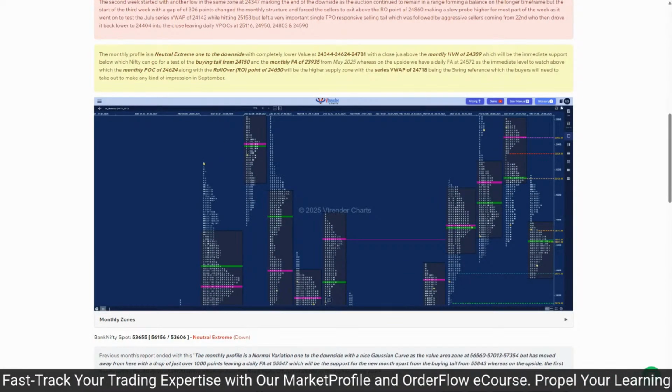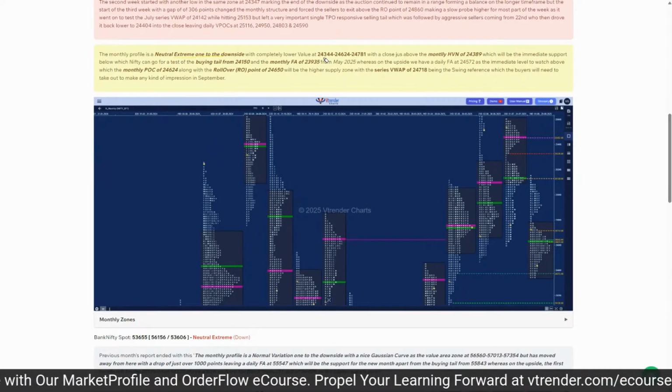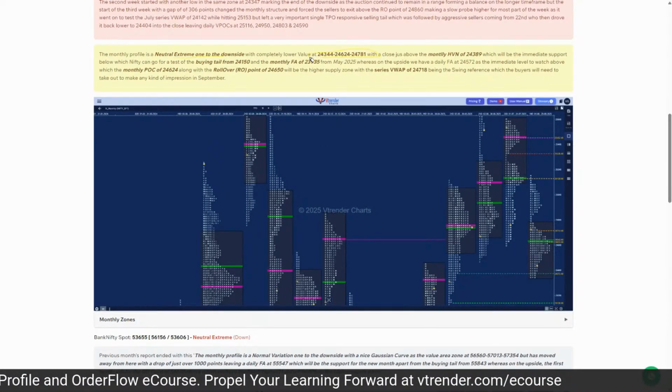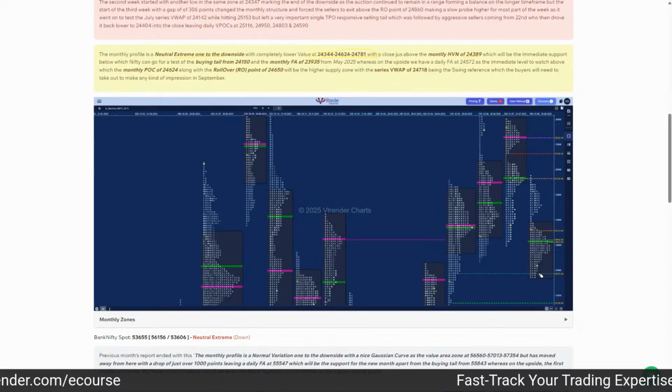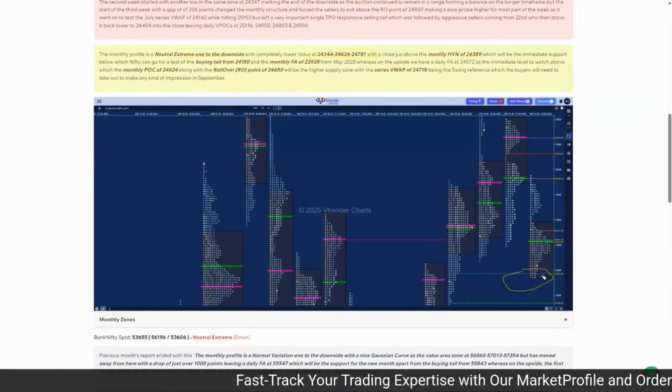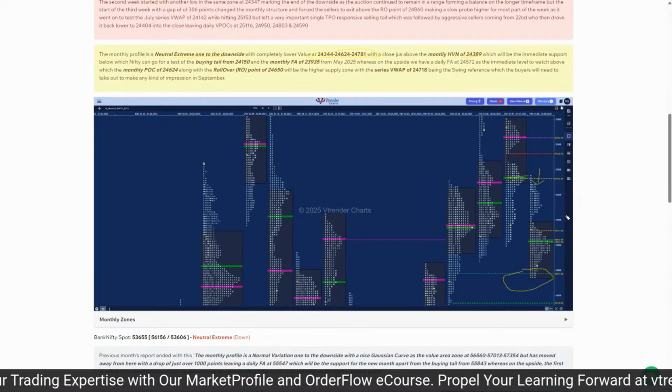So in the brief for this month, we know that it's a neutral extreme profile to the downside, completely lower value. The value is completely lower. And we got support at the monthly HVN of 24389, which will be the immediate support even for this month. You can see how we have made similar lows on the monthly. And we have a small responsive selling tail right at this VWAP from July.